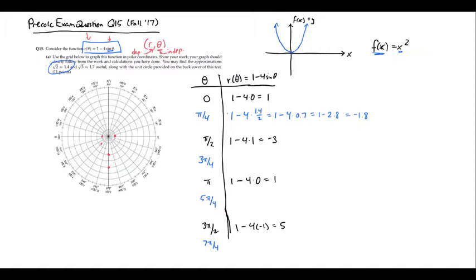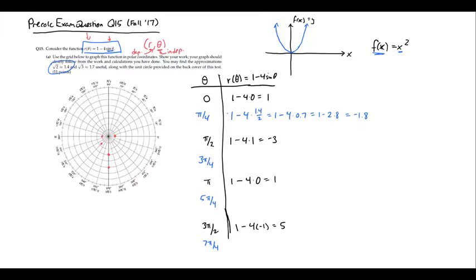1.8, so I'm around here. Okay, now look at that. In just the time it took for me to go from theta equals 0 to theta equals pi over 4, I went from here all the way out to this point. So I'm going to have a continuous curve from this point out to this point.